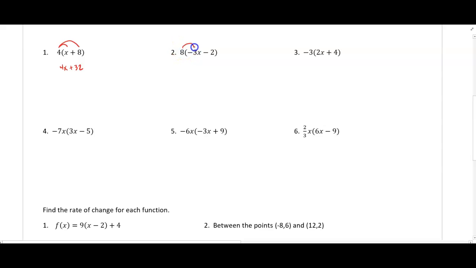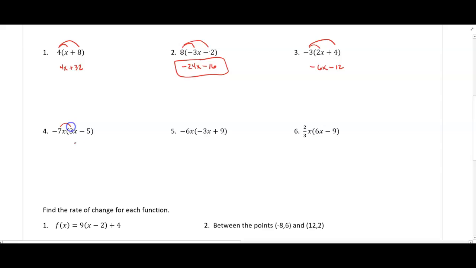Next one. 8 times negative 3x would be negative 24x. 8 times negative 2 would be minus 16. And this is simplified. Negative 3 times 2x is negative 6x. Negative 3 times 4, that's going to give you negative 12. Therefore, we subtract it. Remember, if you multiply and get a positive, you add it. Multiply and get a negative, you subtract it.